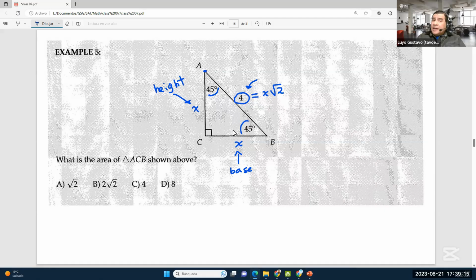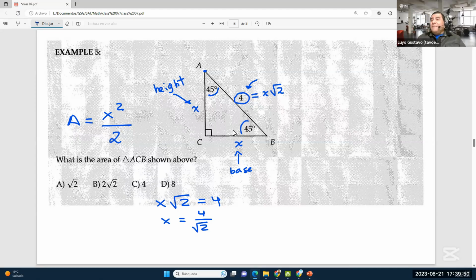So base times height over 2. In other words, the area would be x times x, or x squared, divided by 2. So all we have to do is just calculate x and then substitute to calculate the area. So what is x? If x square root of 2 equals 4, then x equals 4 over the square root of 2. Since we are using x squared, forget about rationalizing this.